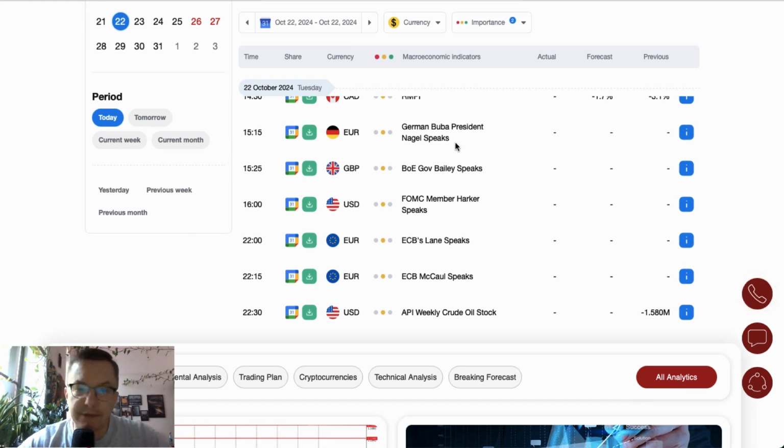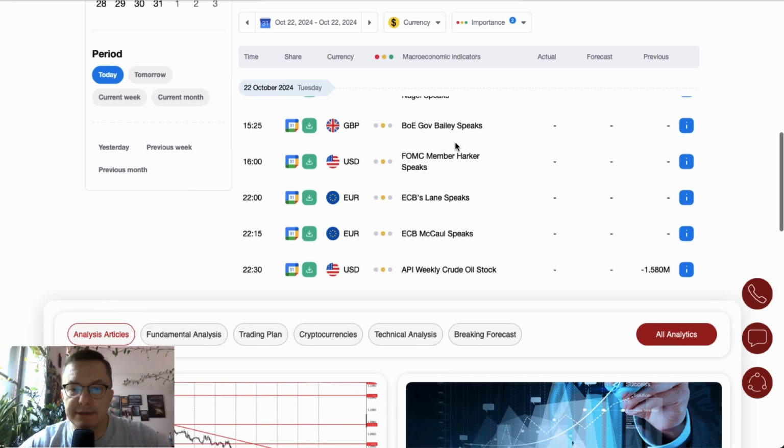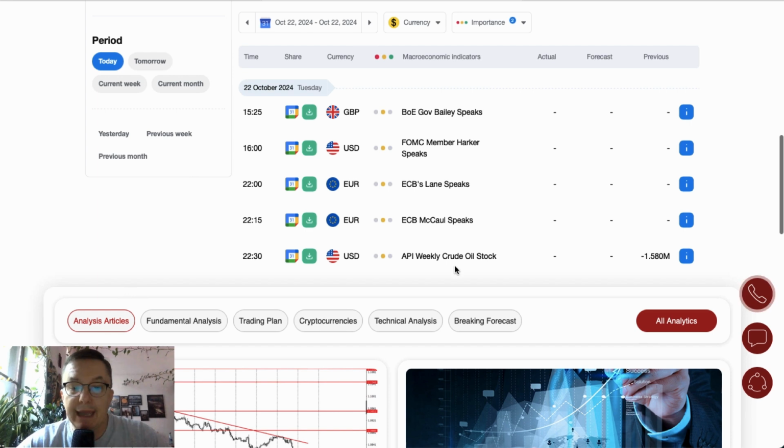German President Nagel will give a speech at 3:15, and then 10 minutes later Bank of England Governor Daly will give a speech, and then at 4 o'clock FOMC member Harker will give a speech. Plenty of speeches today, including ECB's Lane and ECB's Macaulay later in the night.